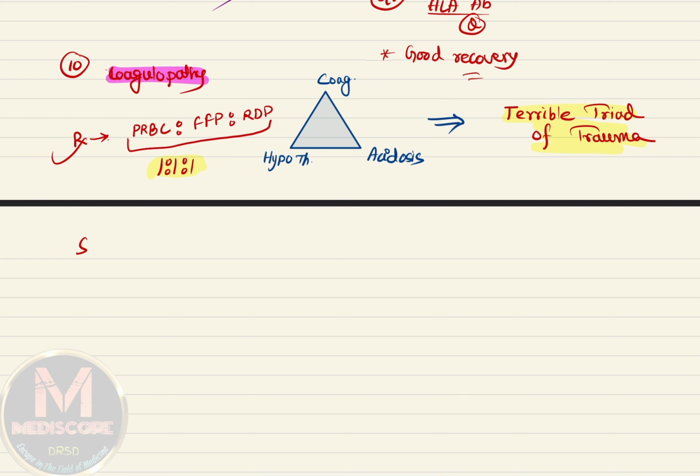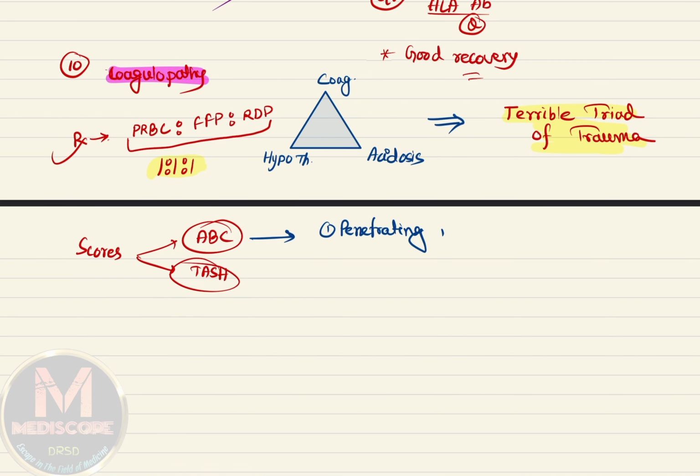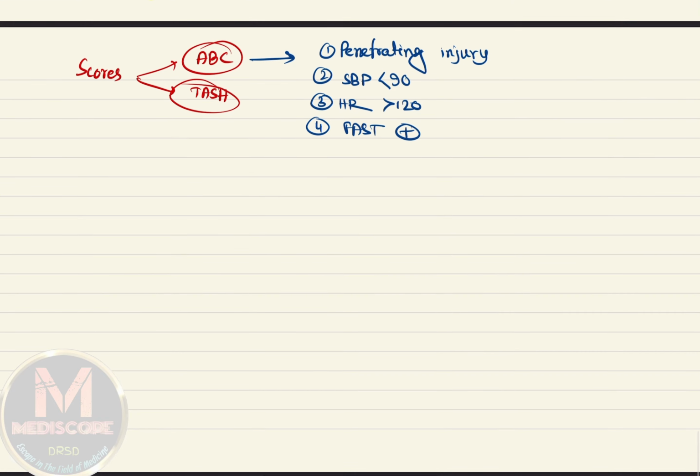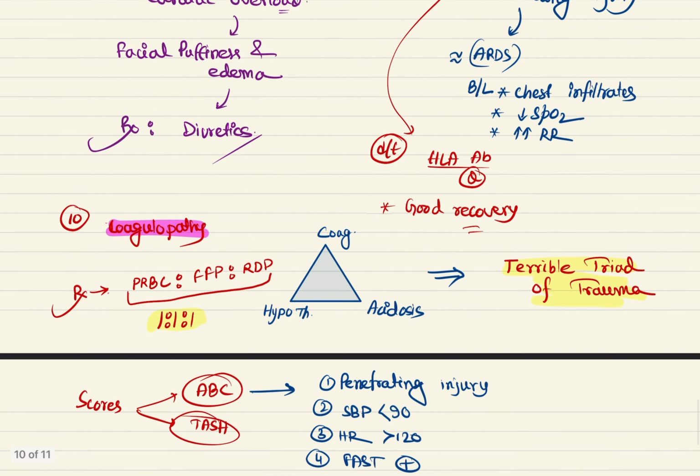Now we have certain scores that help in deciding the massive blood transfusion, that is the ABC score and the TASH score. TASH is the trauma associated severe hemorrhage score. The ABC score has four parameters. One is penetrating trauma etiology, with systolic blood pressure less than 90 mmHg, heart rate more than 120, and the FAST should be positive. So this is your ABC score. No need to remember the parameters of the TASH score.